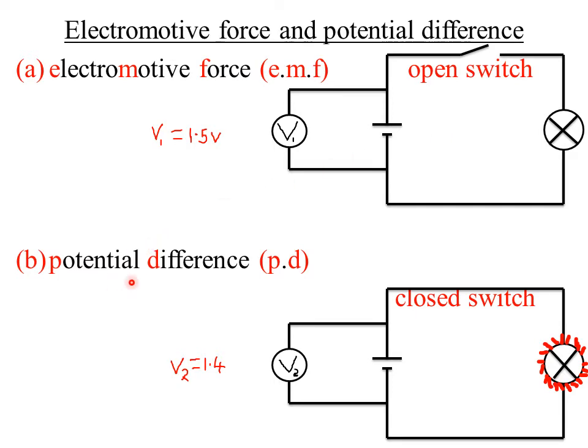Then two, we look at what we are calling the potential difference. We usually denote it by PD, P for potential and D for difference. So what is the potential difference? Potential difference is the voltage across the terminals of a cell when it is supplying current.